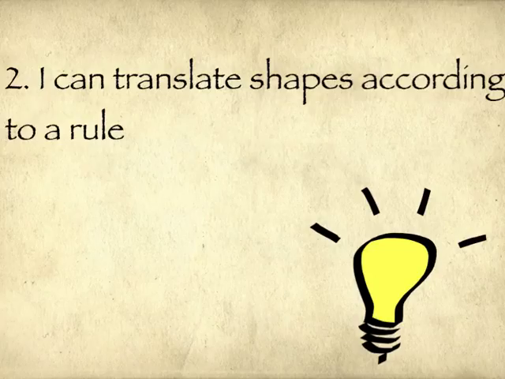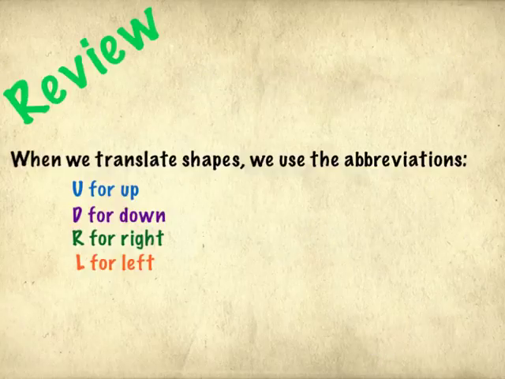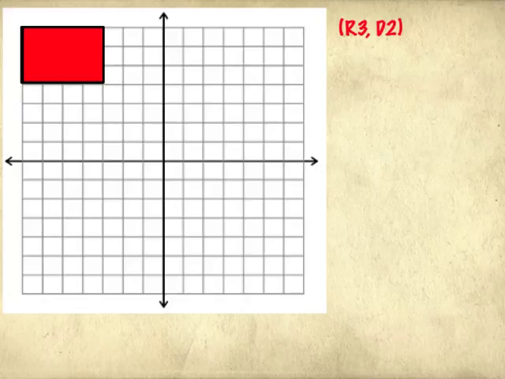The next thing we want to be able to do today is translate shapes according to a rule. So this should be a review, but when we translate shapes, we use U for up, D for down, R for right, and L for left. So here I have a shape, and the rule is that I want to move it right 3, down 2.